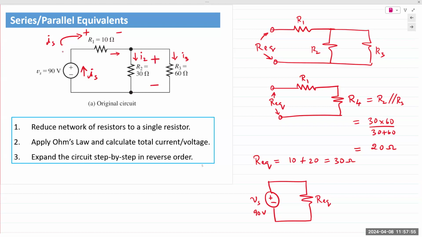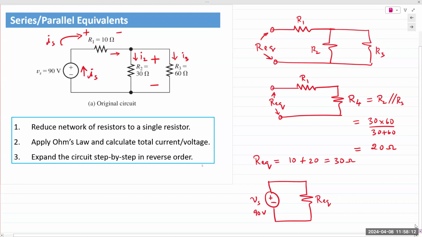And because they are in parallel, the voltage polarity applies to R3 and it applies to R2. Applies to both. They are the same node, right? If they are the same node, that voltage polarity applies to both.